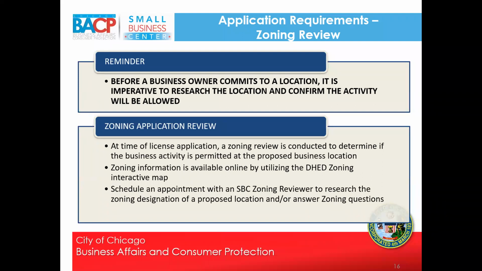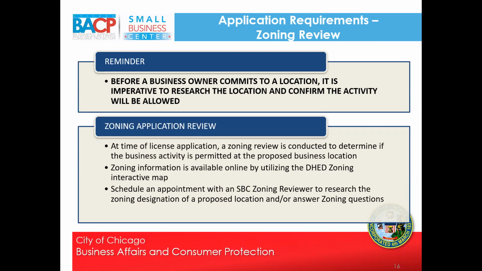So I always suggest to applicants that before you sign a lease, please come down and see us in person. I always suggest coming down here with a couple of addresses so that when you speak to the zoning advisor, you're able to tell them exactly what it is that you're trying to do. Give them a couple different addresses so that they're able to run these addresses and tell you whether or not what you want to do is allowed at that particular location.